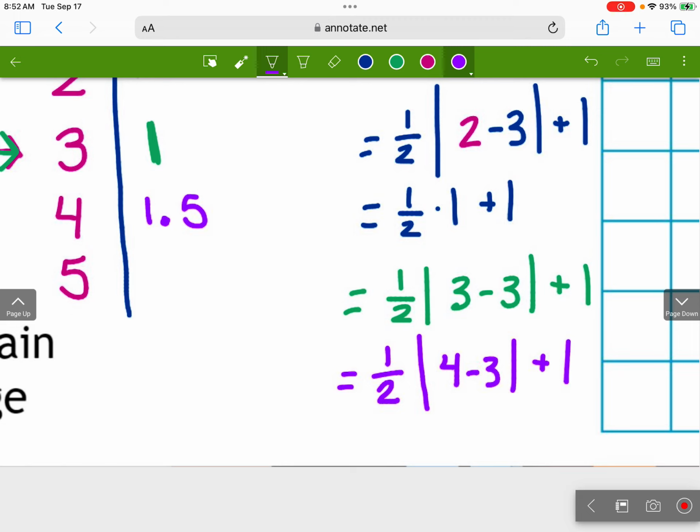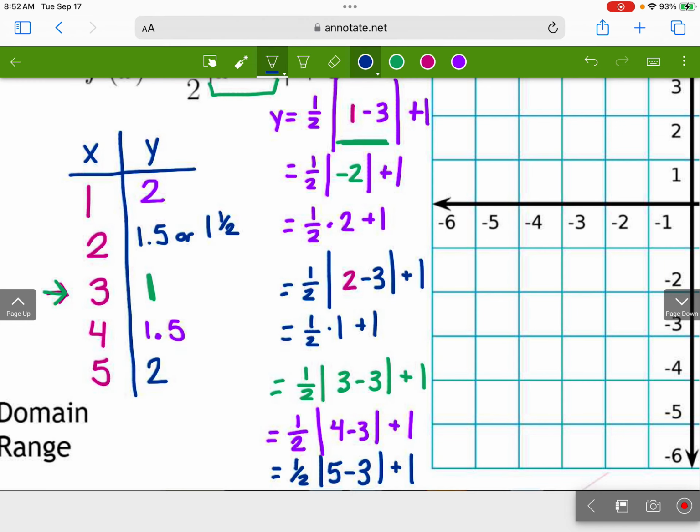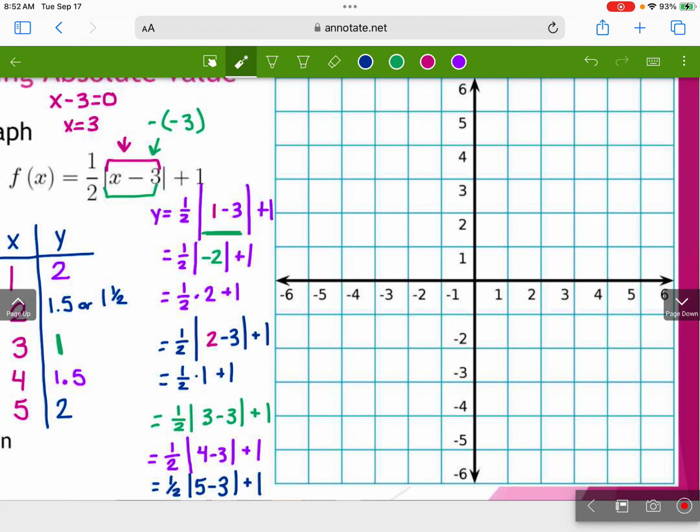And we do that again with our 5. Absolute value of 5 minus 3. What is 5 minus 3? Absolute value of 2 is times 1/2 plus 1. So we're just working through this process. We also only have 2 minutes, so I want to make sure we get our sketch in here.